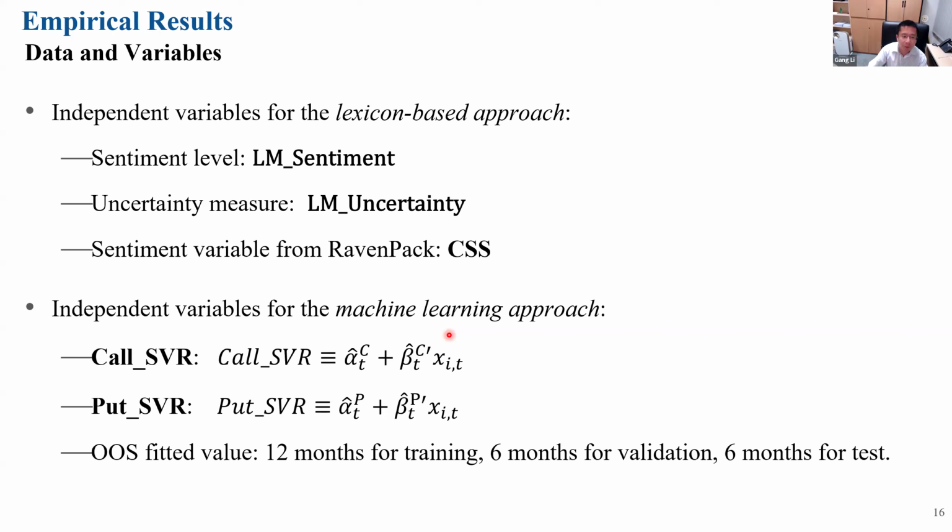When fitting models, we use an 18-month rolling window sample period, with 12 months for training the model and 6 months for the validation test. It's like cross validation, because we need to choose the hyperparameters in the SVR. The hyperparameters in SVR are mainly two: one is the width of the margin, and the other is the tolerance for the soft margin. Then we keep this model fixed for 6 months, and the model will be used to forecast the next 6 months of option returns.